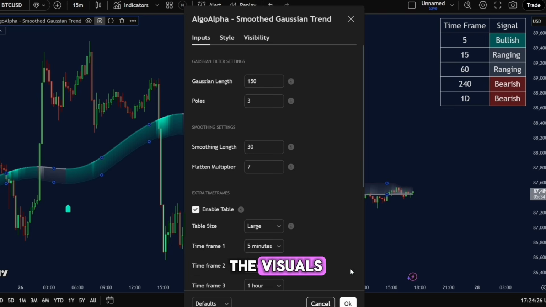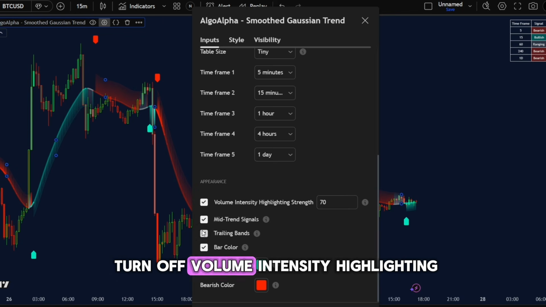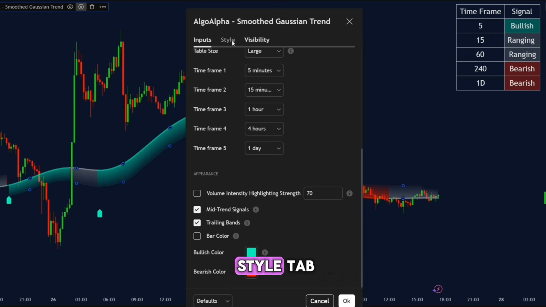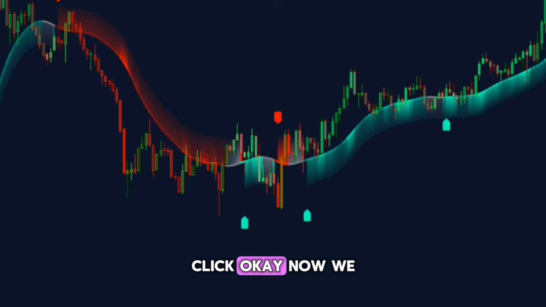Now let's clean up the visuals. Turn on mid-trend signals. Turn on trailing bands. Turn off volume intensity highlighting. We don't need it for this specific strategy. Finally, go to the Style tab. Uncheck the generic bullish and bearish labels. They just clutter up the screen. Click OK. Now we are ready to cook.